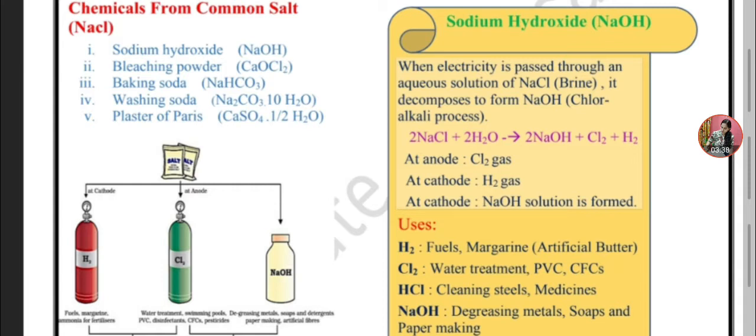Second, what is the chlor-alkali process? When electricity is passed through the brine, it decomposes to form NaOH, that is the chlor-alkali process. Third one, why is it called the chlor-alkali process? Because by this process we get an alkaline thing, that is NaOH, which is a strong base, with the evolution of chlorine gas. Chlorine gas, student, we observe at the anode, and hydrogen gas we get at the cathode.